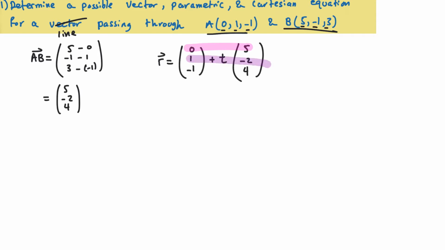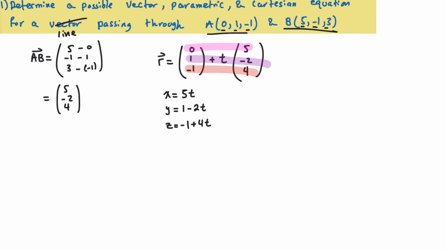So we got x, y, and z components. For x, we are going to have 0 plus t times 5, that is 5t. For y, we are going to have 1 plus t times -2, which is -2t. And for z, we are going to have -1 plus t times 4, which is 4t. And once we have our parametric, we can move on to Cartesian.